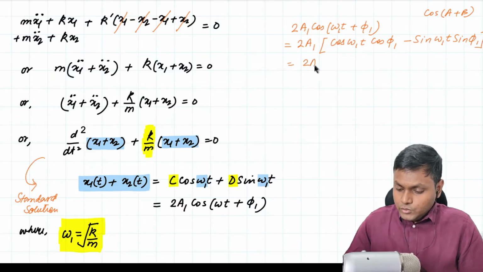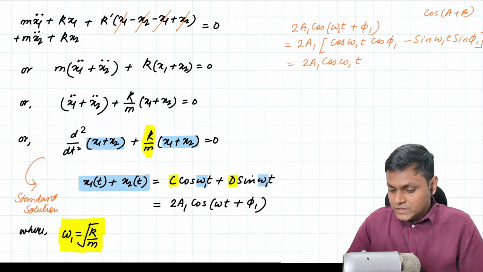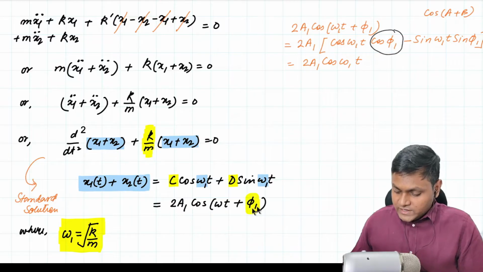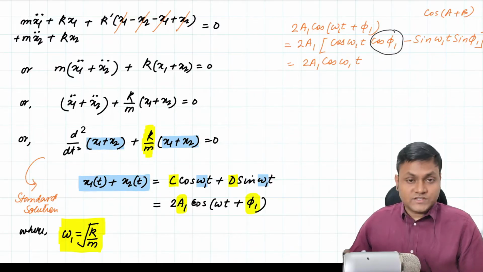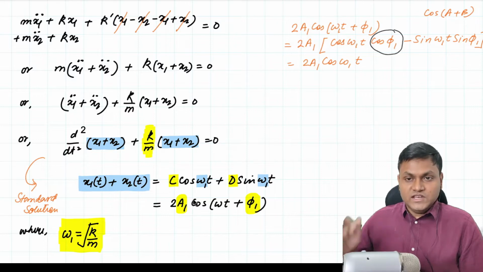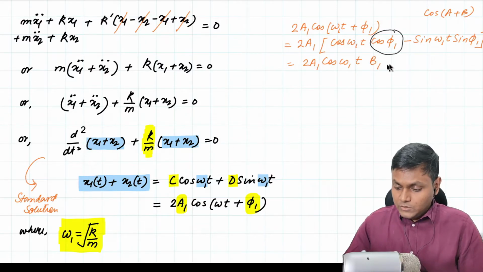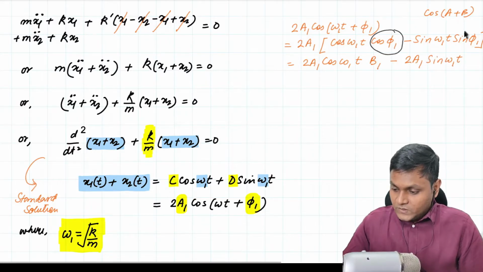So this is equal to 2a1 cos omega 1 t. Now what is cos phi 1? So phi 1 here is just some kind of a constant. Here phi 1 and a1 are constants, okay? These all depend upon the initial conditions of the given system. So this constant can be written as maybe something like b1, okay, and again minus 2a1 sin omega 1 t, and again sin phi 1 is another constant, which can simply be written as, let's suppose, b2.